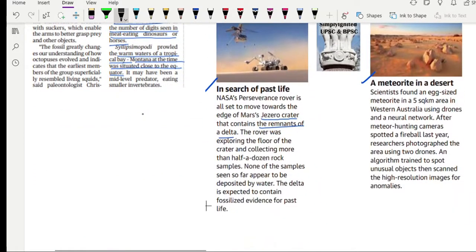And in search of past life, we know that NASA's Perseverance rover is all set to move towards this Jezero crater, okay, which contains the remnants of a delta. So they will try to search for past life on Mars, okay. And the meteorite in desert: scientists have found a meteorite in a 5 square kilometer area in Western Australia using drones and a neural network. They found this, okay.